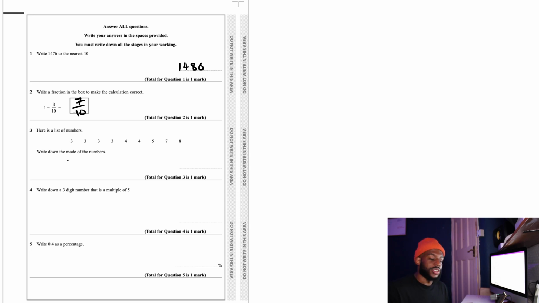Next we have a mode question. So the mode is the number that occurs the most in our list of numbers. We can see 3 appears the most. It's there 4 times. We have a multiple question. Write down a 3-digit number that is a multiple of 5. 125 could be an answer. Decimal percentage question. We've got write 0.4 as a percentage. That's going to be 40%.